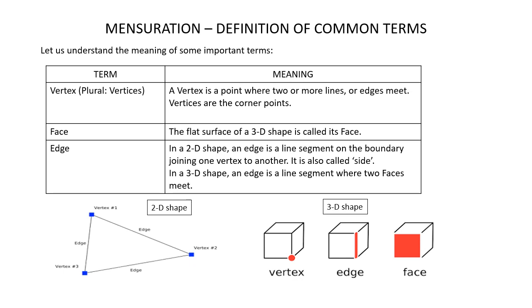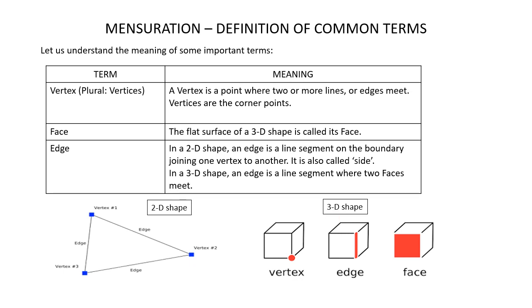Edge. In a 2D shape, an edge is a line segment on the boundary joining one vertex to another. It is also called the side. In a 3D shape, an edge is a line segment where two faces meet. Now let's understand these terms for 2D shapes and 3D shapes.